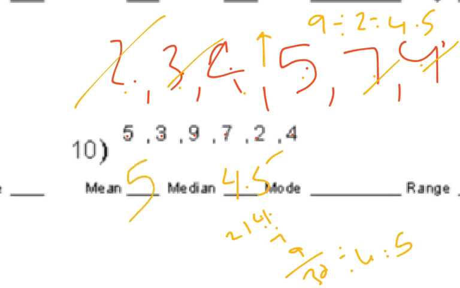Mode is when you see the most. I see no numbers repeating, so there would be no mode. And the range is the difference between. 9 minus 2 is 7.